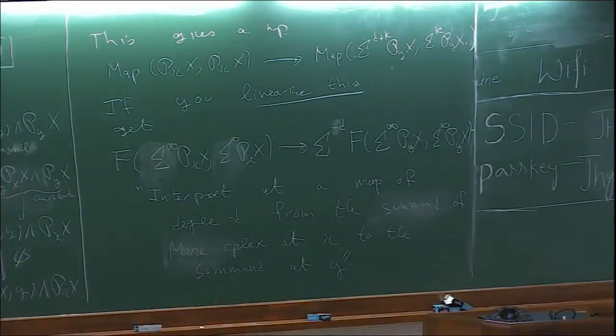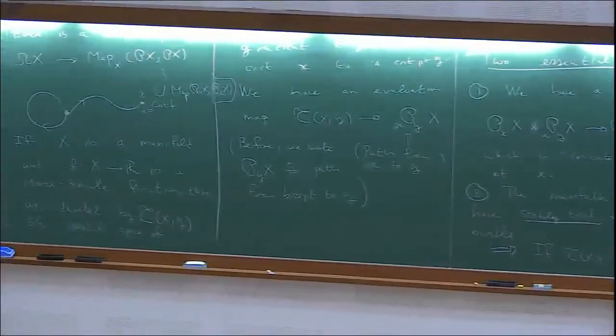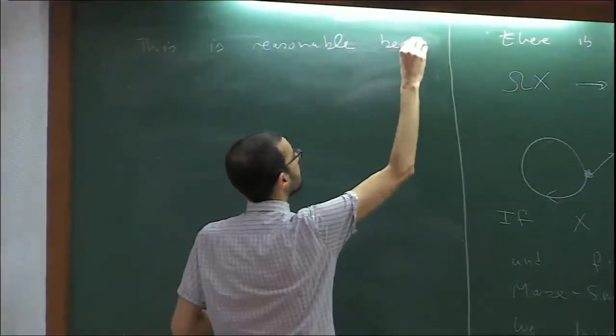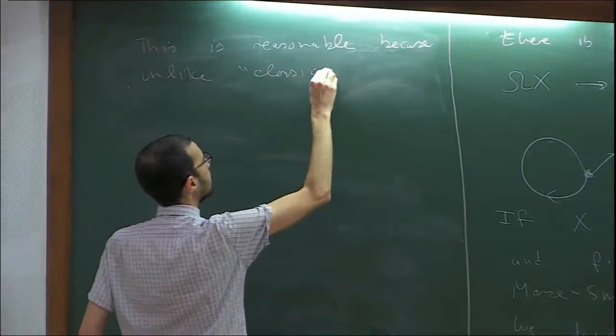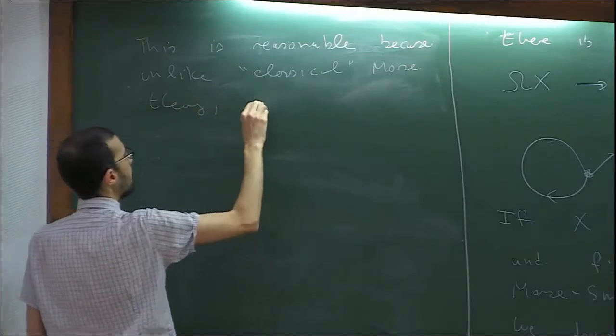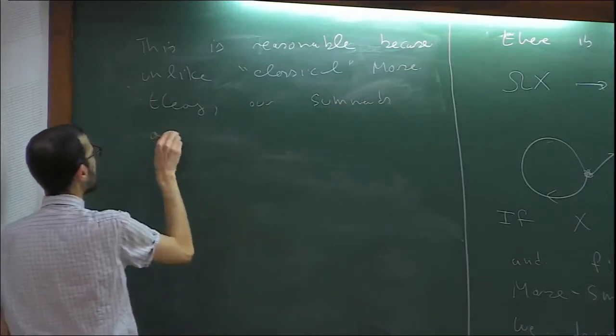But that's because when you're doing Morse theory, usually reasonable in our setting, because unlike classical Morse theory, our summands are not supported in a single degree.